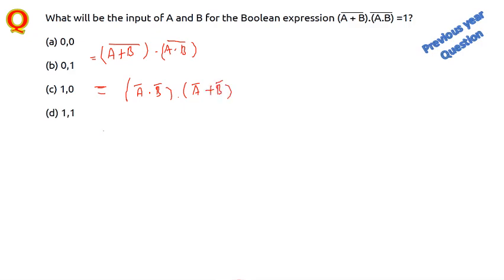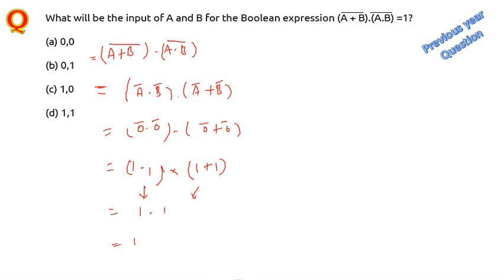Now you can multiply and simplify this, or just substitute A equal to 0 and B also 0. Then we get 0 bar dot 0 bar, and 0 bar plus 0 bar. 0 bar is 1, and 1 dot 1 is 1. In the next one, 0 bar is 1, and 1 plus 1 is again 1. So 1 dot 1 is 1. In both cases the answer is 1, so the answer is 0,0.